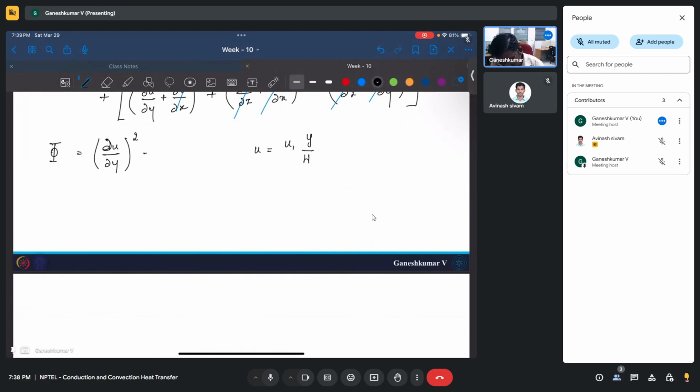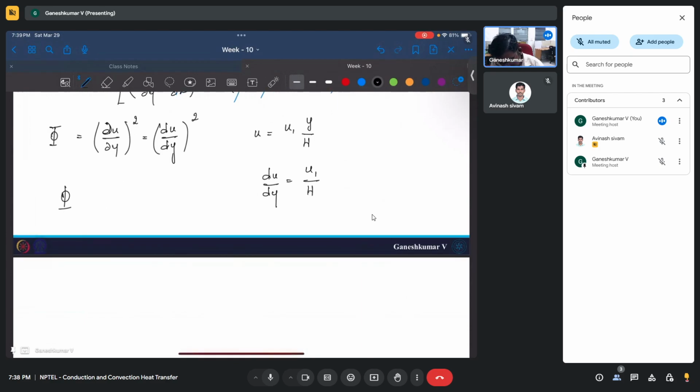Now you can find, since u is a function of only y, you can write this as du by dy whole square, right? So if you find du by dy, it's going to be simply u1 by h. So this phi is nothing but u1 square by h square. So this is your viscous dissipation function.